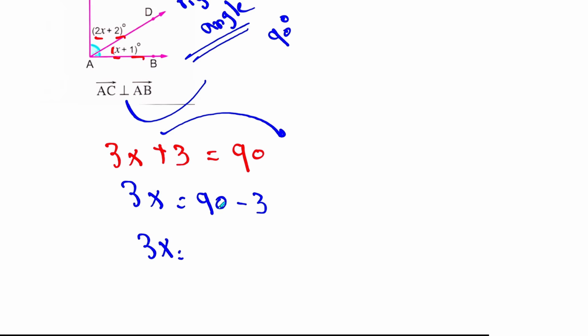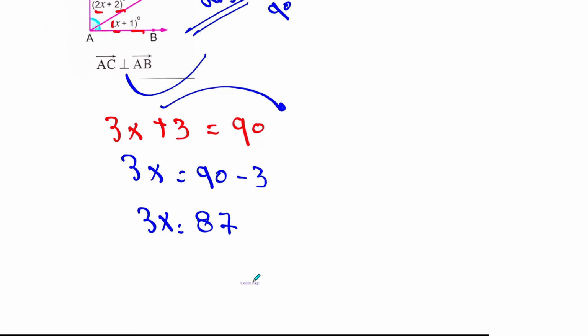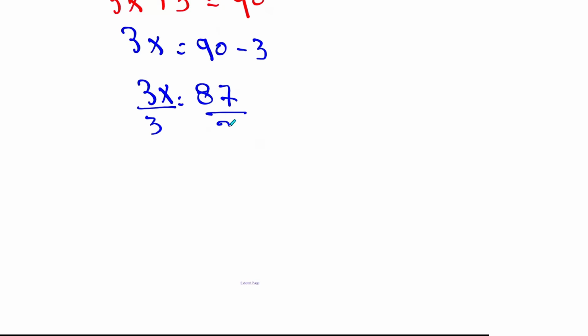So therefore, 3x equals 90 minus 3, which is exactly 87. So from this point here, we can proceed. Here we divide by 3, and here as well by 3. We will cancel this with this, so what will x show you? This will show you 29.